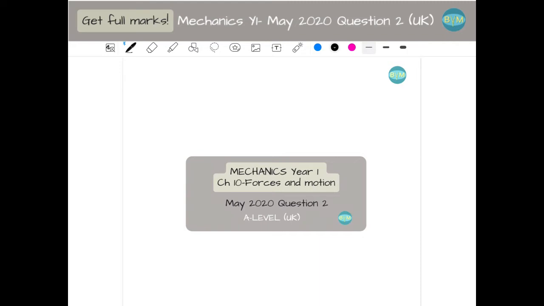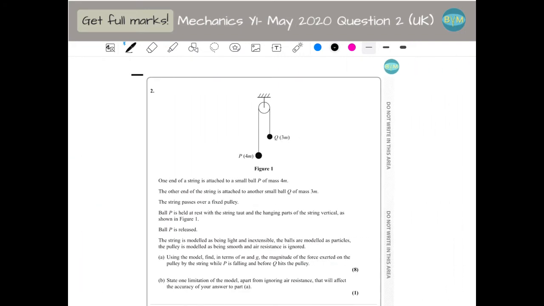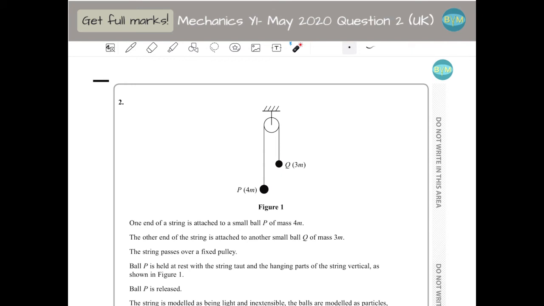Hello, this is a pulleys question from the May 2020 paper, and I'm going to show you how you can get full marks. As you can see, you have 8 marks in the first part, and you will see that this 3-line question is not complicated at all. So you have a pulley, and then you have 2 particles hanging. One is m kilograms and the other is 3m kilograms.